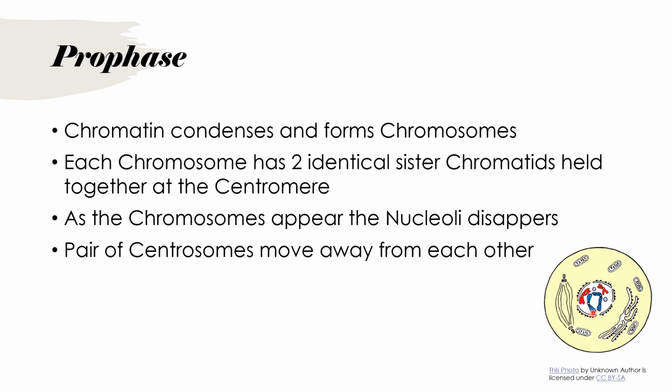the chromatin condensing into the chromosomes. You have the 2 identical sister chromatids held together with a little dot right there, which is going to be your centromere. Over here you have the centrosomes, which are separating and starting to form microtubules, which will help in the separation of the cell.